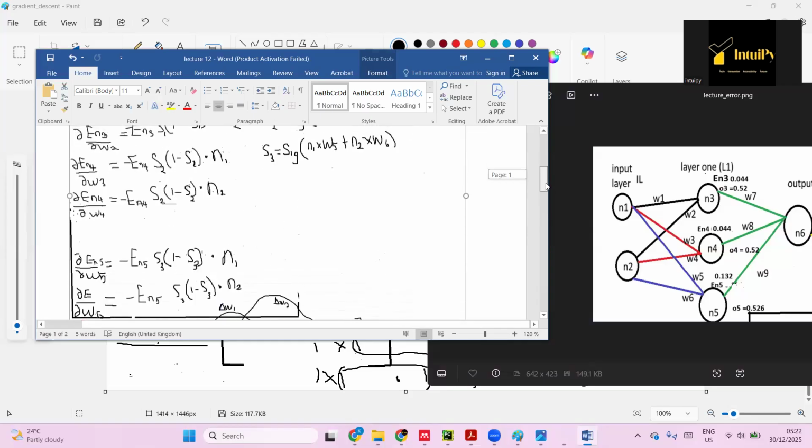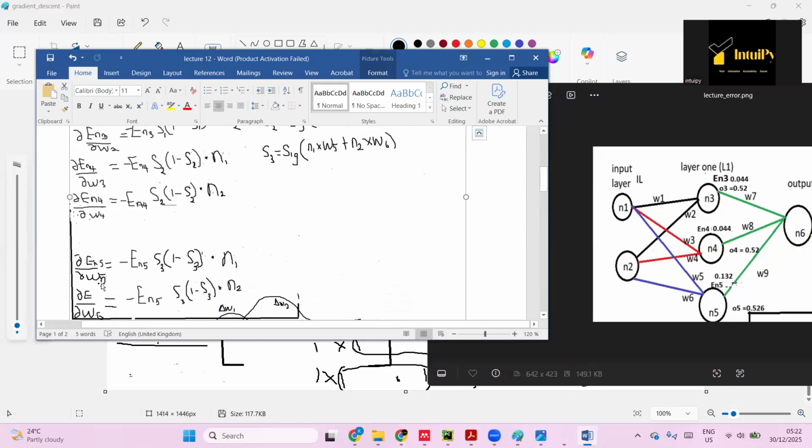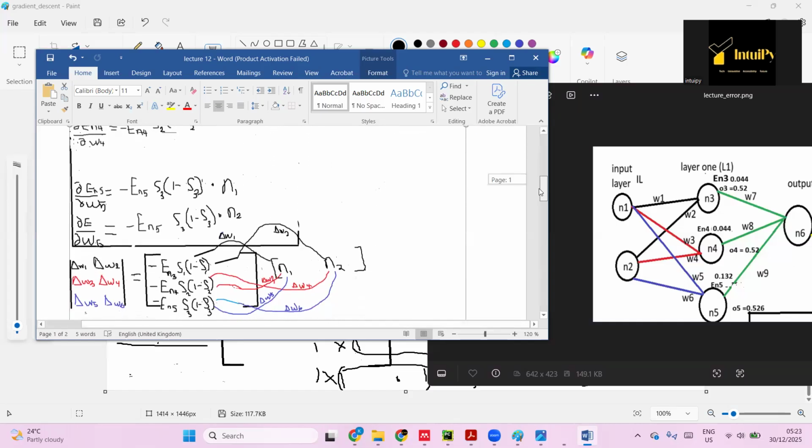And lastly, how much do we need to adjust W5? So W5 will also look at the error in front of it, which is EN5. And then you look at the output from the previous node, which is N1. And then you have our S3. S3 here is sigmoid of N1 times W5, and then N2 times W6. So that's our S3.